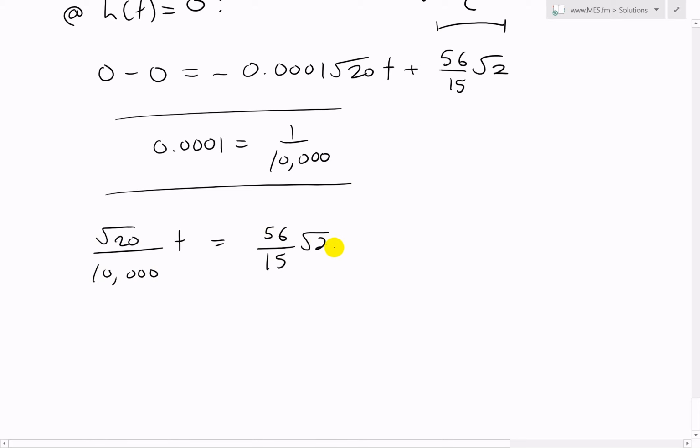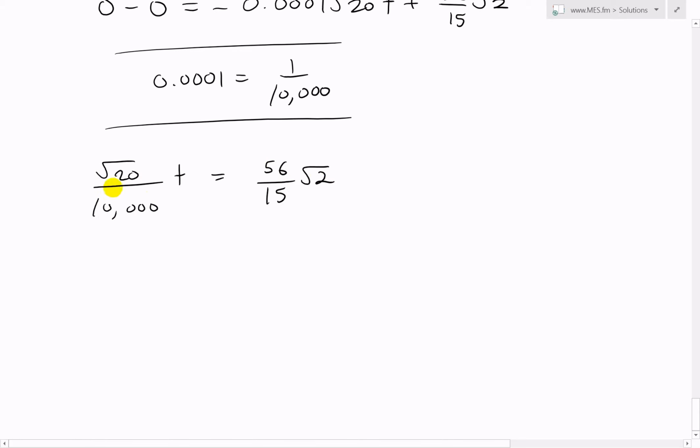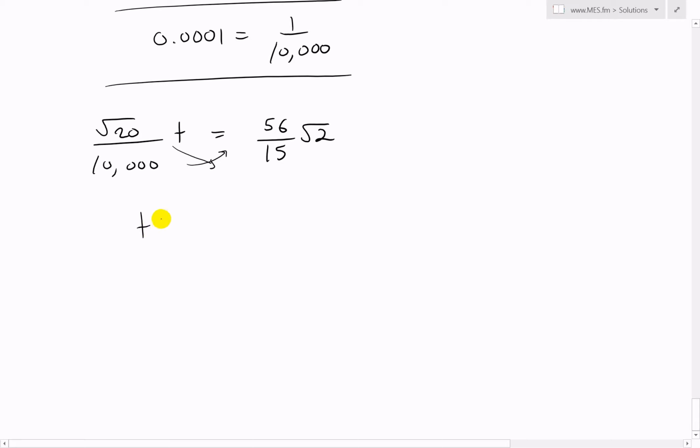15 square root 2. So now we'll just multiply both sides by 10,000, move it over to this side and make it on top, and then the square root 20, move it to the bottom, multiply both sides. So we get rid of the t, solve for it, and we now get 56 times 10,000, which is just 560,000, so just 4 zeros there, divided by 15, and then we have the square root 2 over square root 20.